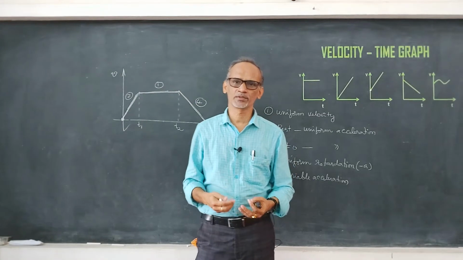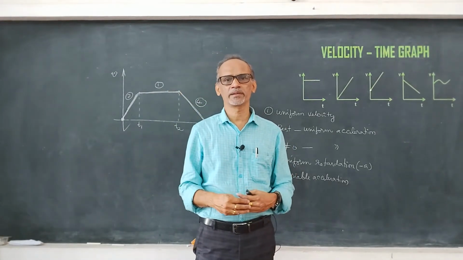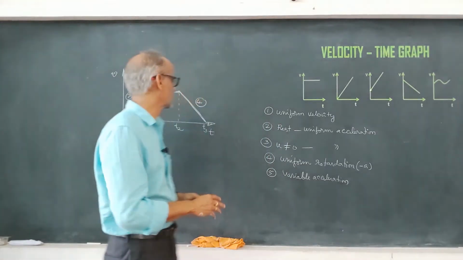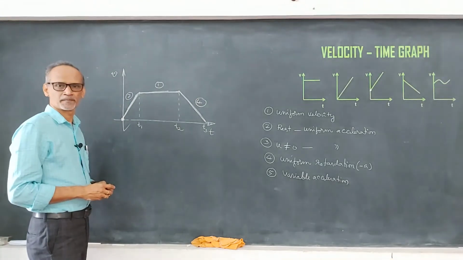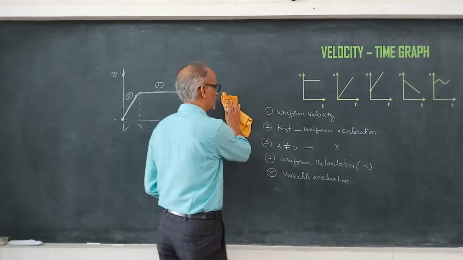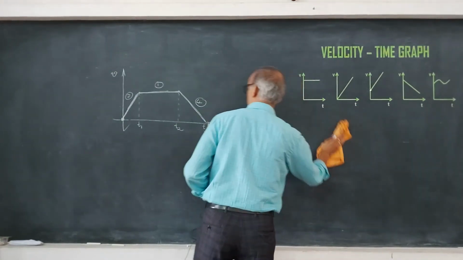What do you mean by nature of motion? Whether the body is at rest, whether it moves with uniform velocity, whether it has uniform retardation, uniform acceleration, or variable acceleration. All that we can understand just by looking at the graph. And that is one of the applications of the VT graph. So I hope you understood the various shapes of the graph that we come across.